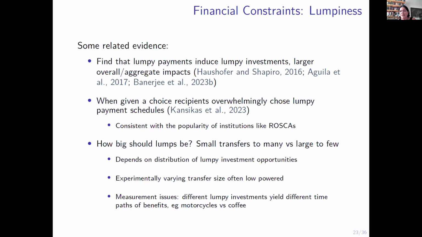Probably, Paul, the first choice experiment that we've seen explicitly trying to get at recipients' choices. This is also consistent with the popularity of institutions like ROSCAs, rotating savings and credit associations, which allow you to take a stream of payments and convert it into a lump sum. Right, that's exactly what they're doing. I put in an amount every month, and one month I win the pot, and I have a large sum of money. And ROSCAs are extremely popular. In Kenya, it's the most popular financial tool for a lot of households. So this might also reflect this choice of wanting lump sums.